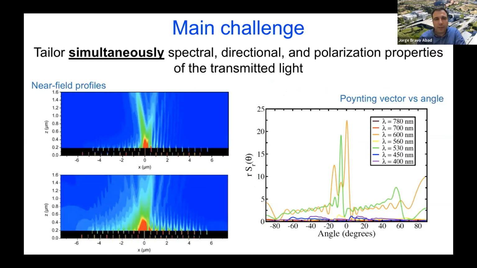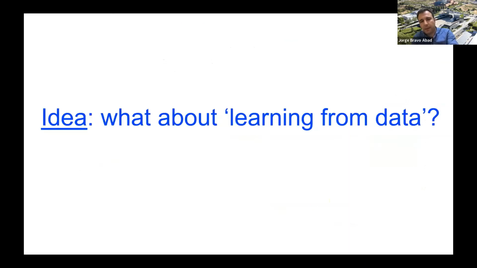What is the main challenge here is that even for domain experts, it is difficult to figure out how to simultaneously tailor the system to have spectral, directional, and polarization control of the light that is transmitted through the system. Even for experts in this area, it's difficult to say how you need to tweak the geometry of the system to get a given response in terms of all these properties at the same time. So the main idea that arises in this context is: why not solve this problem by learning from data?